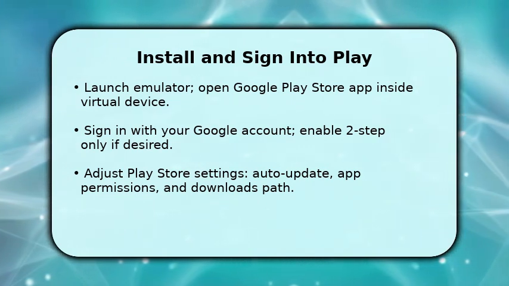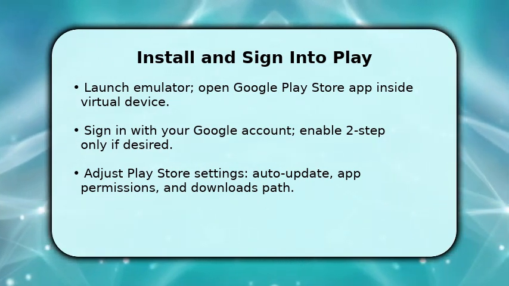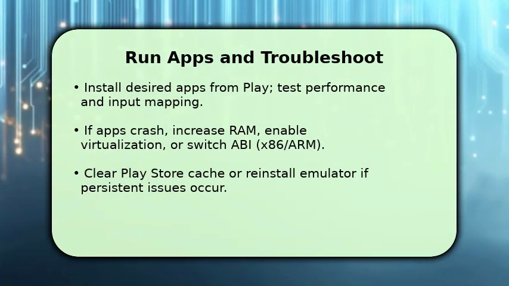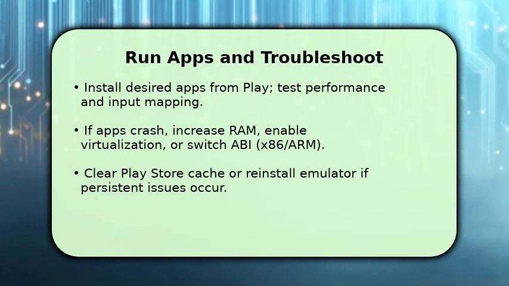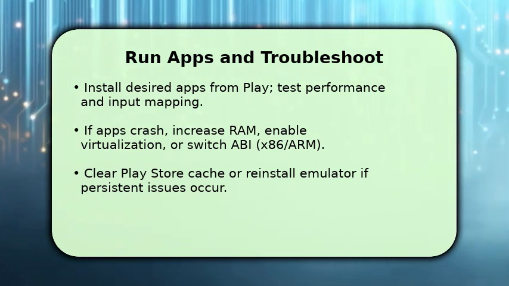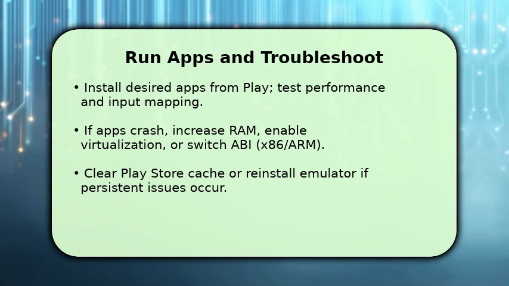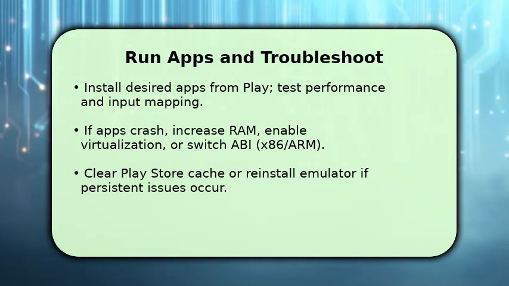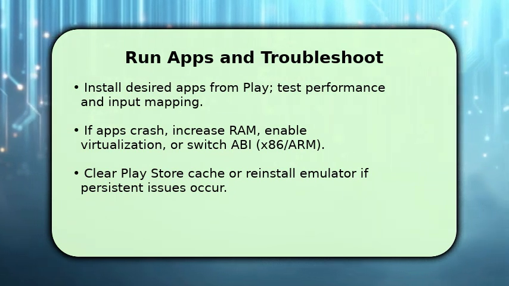You finish by installing and testing apps from Google Play, launch them and verify responsiveness, keyboard mapping, and file access. If an app crashes or is slow, increase the emulator RAM, enable hardware virtualization, or try changing the ABI between x86 and ARM translation. This often resolves compatibility.